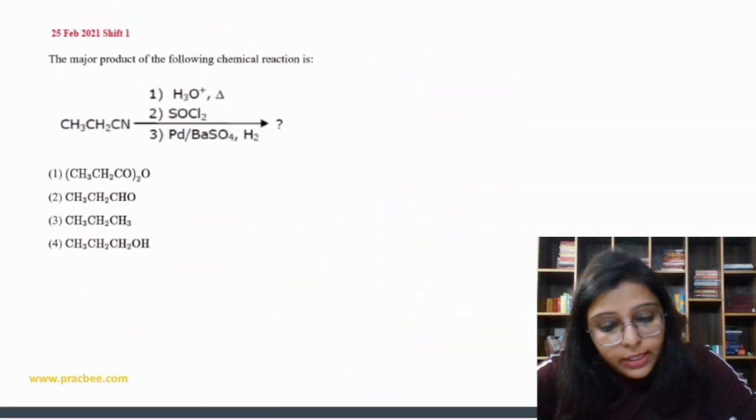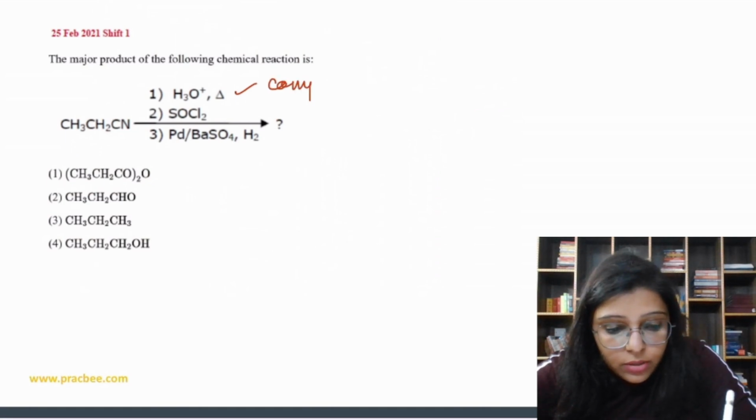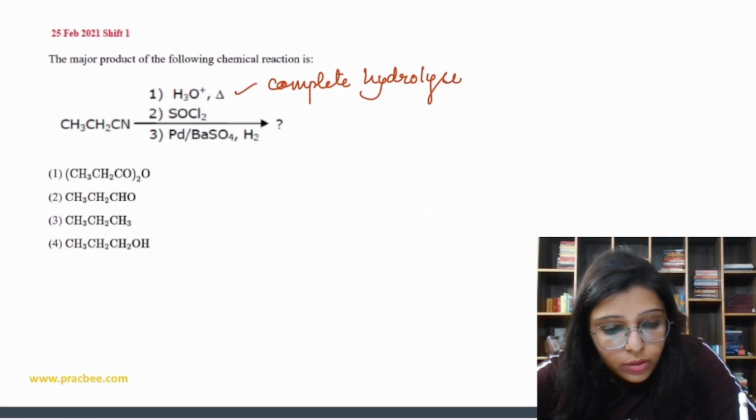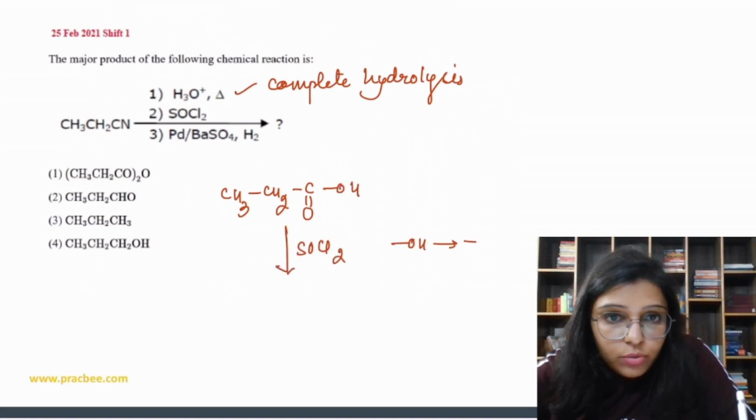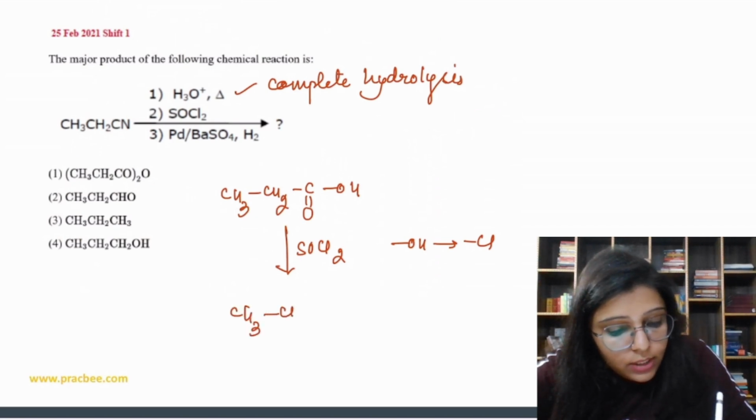Now, next question: CH3CH2CN, with H3O+ and heat. So it means complete hydrolysis. If we do complete hydrolysis, we get CH3CH2C=O OH. Then SOCl2, so OH is converted to Cl. So we write CH3CH2C=O Cl.